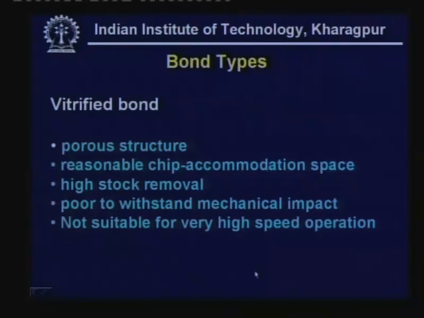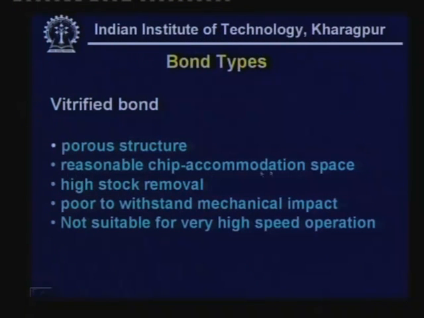Now, we go to the bond. We have at least 3 types of bond material. We start with the vitreous bond. The basic characteristic of this bond is that it offers a porous structure. During the manufacturing, during the firing, a filler material is put inside the mold, and at the firing temperature that gets evaporated, leaving some void space. So, this filler material creates the void.